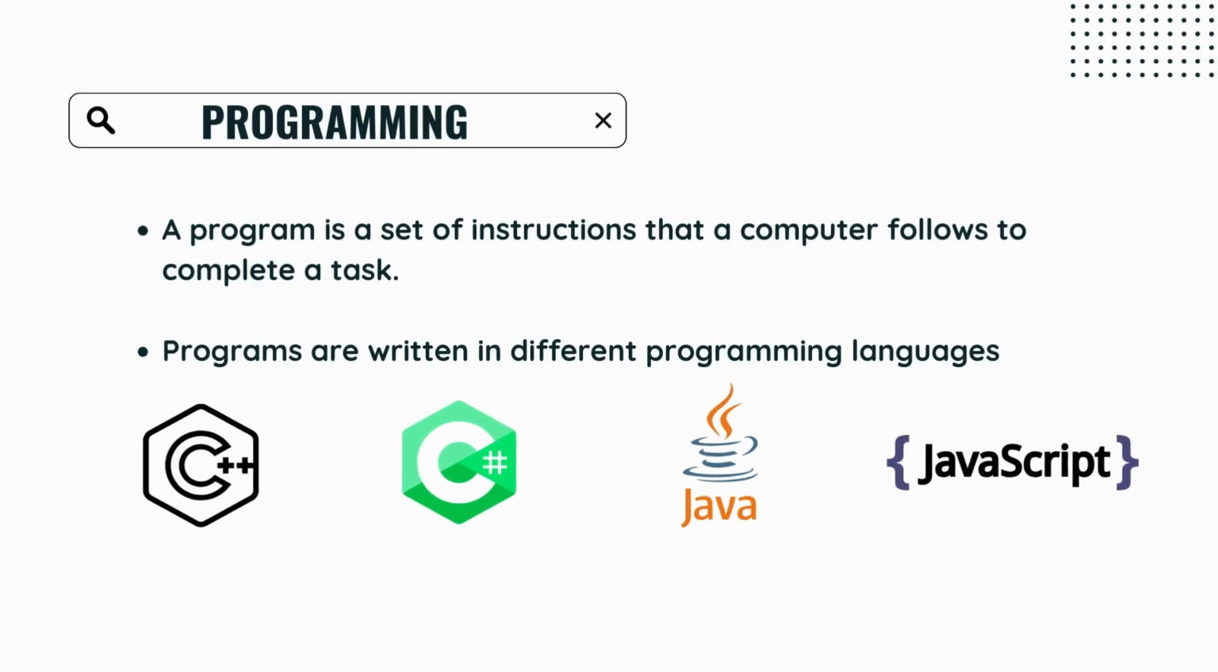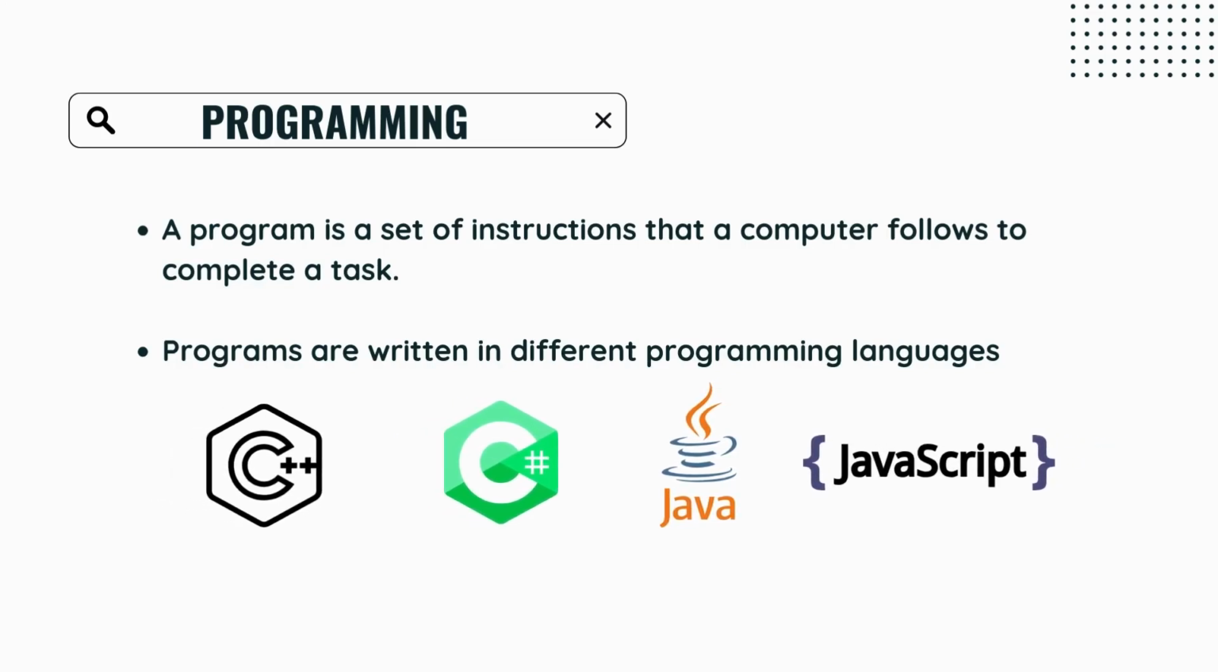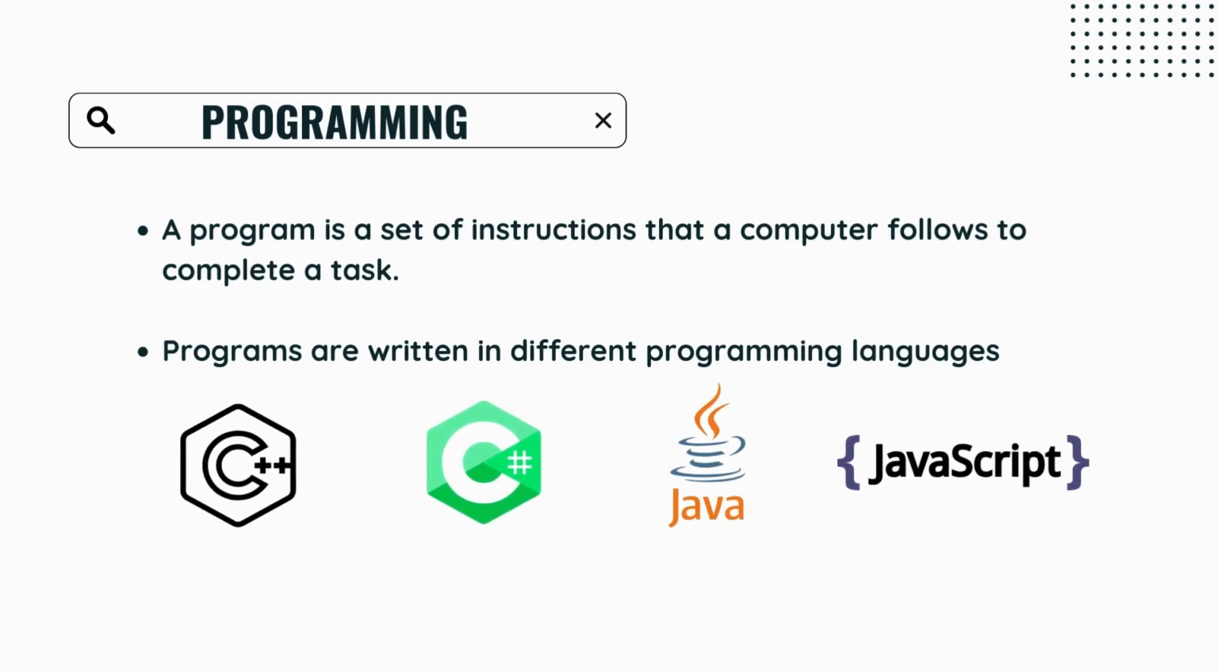So, let's first determine what a program is. A program is a set of instructions that a computer follows to complete a task. And programs are written in different programming languages. You might have heard of C Sharp, Java, JavaScript, and C++. Those are called programming languages.